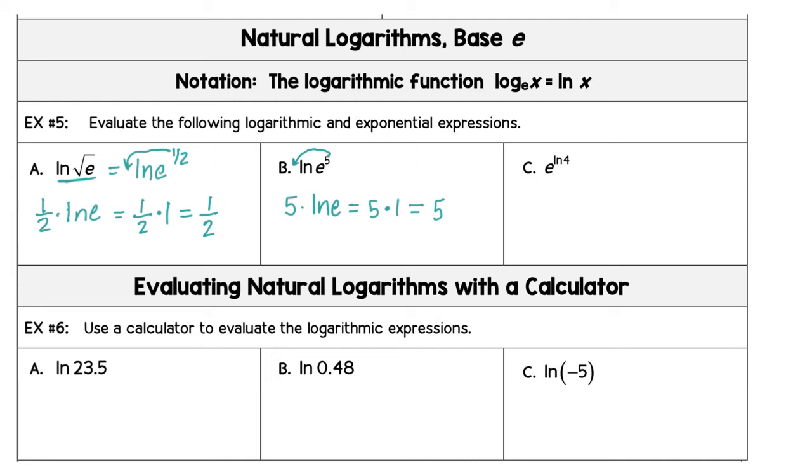Now, for part C, e to the natural log of any number is just going to be that number. Because again, it's the same idea as that base. It's going to be the same as this base, and then this base are the same. So those are going to cancel each other out. So your answer is just 4.